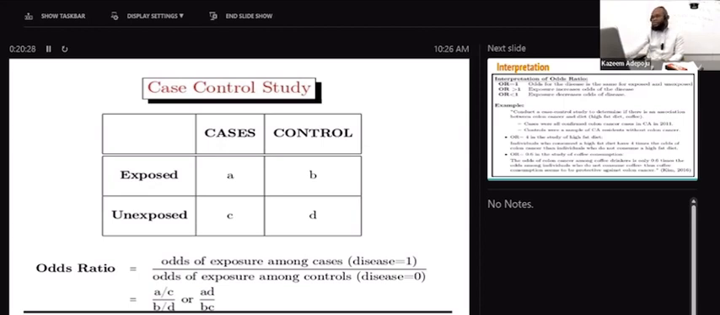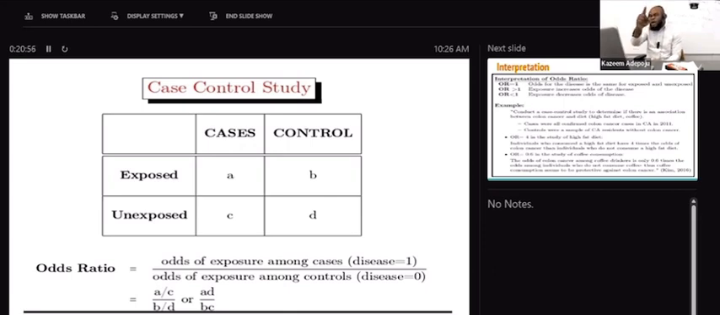They have two levels. In a situation where you want to analyze that, we're basically going to analyze the odds ratio. It means we're going to be looking at a ratio of two ratios. What will be the first one? The odds of exposure among cases. And what will be the second one? The odds of exposure among controls. Take a look at that.